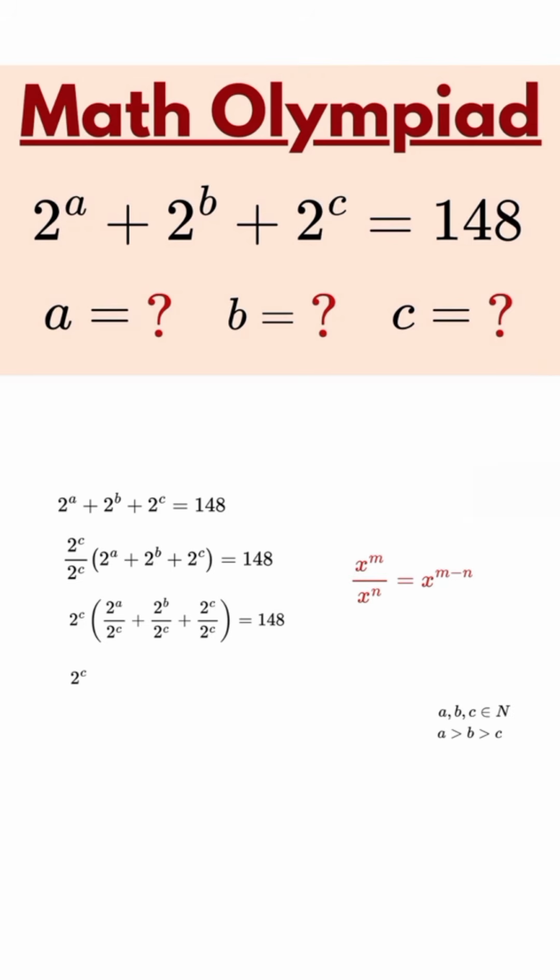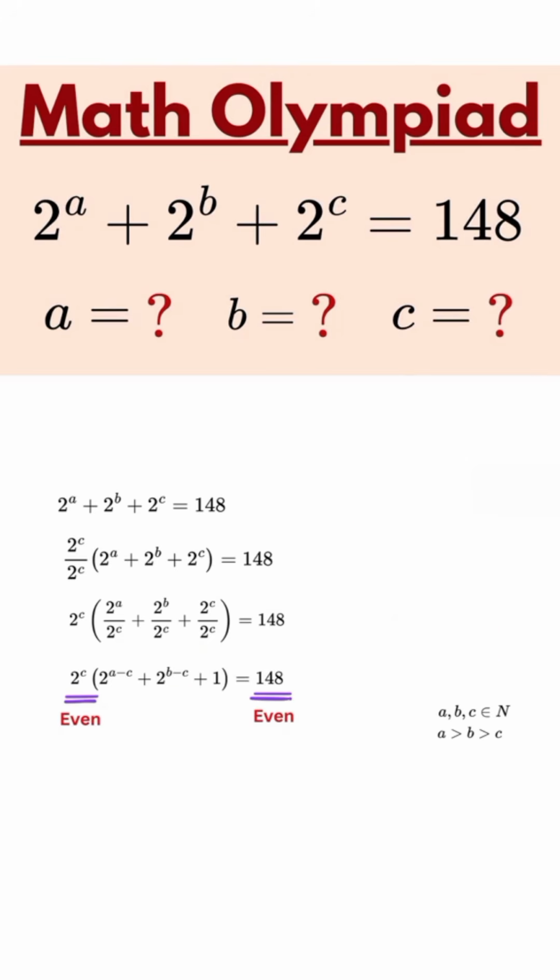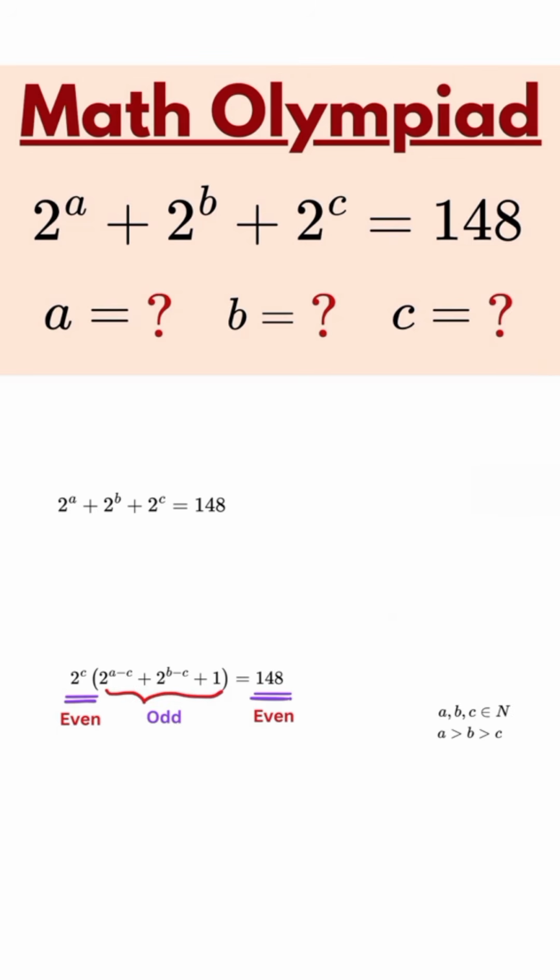So we get this as 2 to the c times 2 to the a minus c plus 2 to the b minus c, plus this will simply be 1. Nice. Now get ready for some magic. This right-hand side is even. This is also even. Now if you look here, both of them are even, but this is odd, so this overall thing is odd. Hence we will rewrite 148 as a product of an even and an odd number. Let us factor it out.